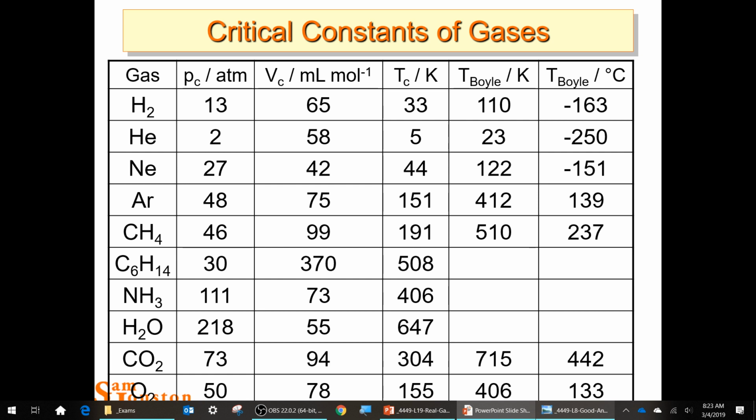So let's talk a little bit about comparing these gases. It seems like every gas is unique. It has its own critical constants. Where do you think the differences in these gases come from? Why would they have different critical constants?